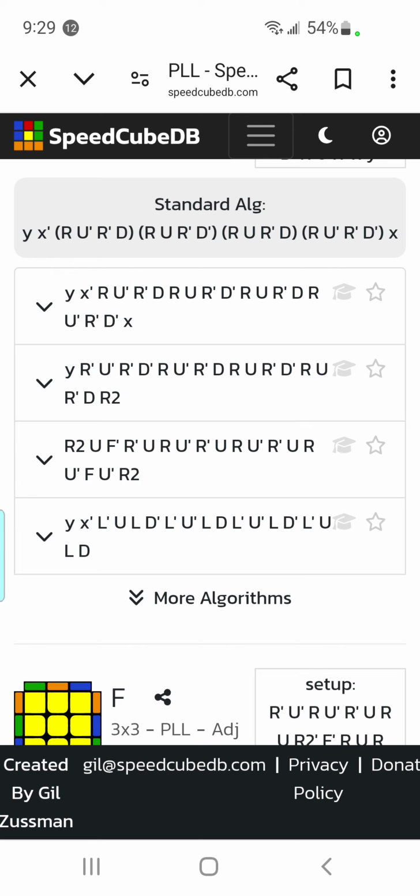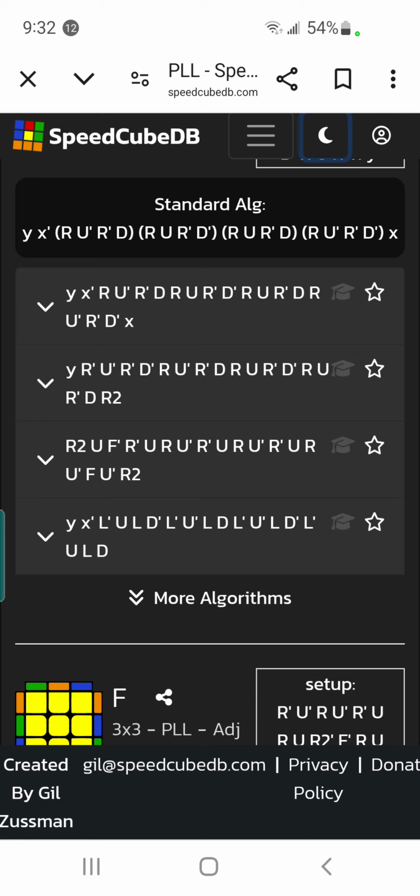R2, U, F prime, R prime, U, R, U prime, R prime, U, R, U prime, R prime, U, R, U prime, F, U, R2. So yeah, pretty cool algorithm.